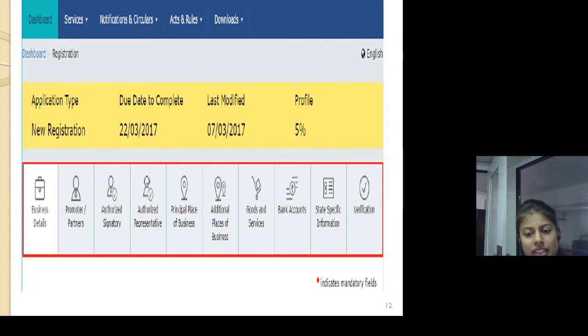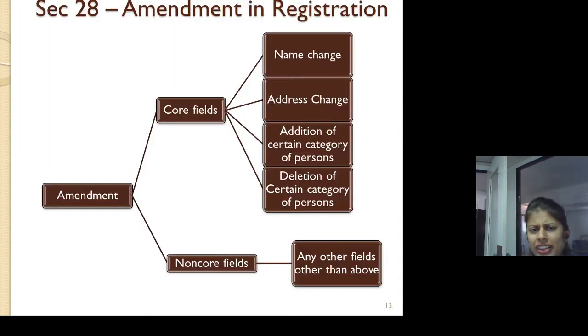You have to click that login and then get your ID password registered, and then you can log in like you normally do. Next, I'll take section 28, amendments in registration. See, there could be various changes and we need to amend our registration or the documents which we have taken.